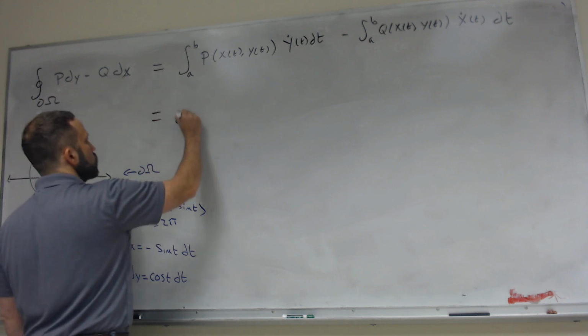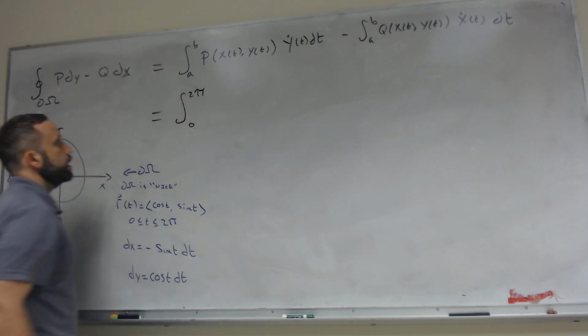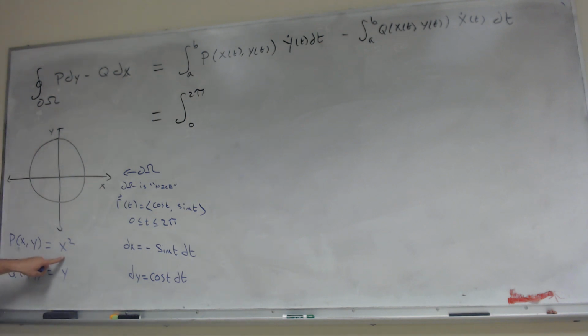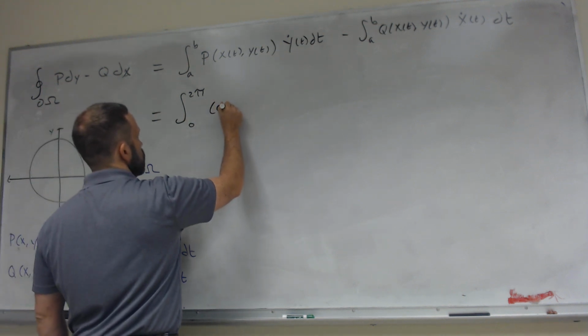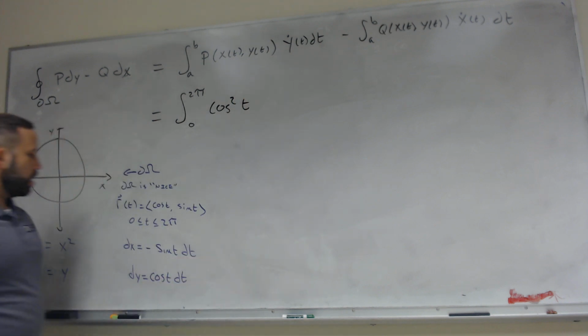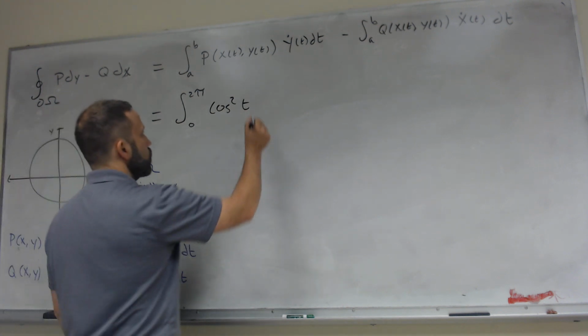Well, this first integral, I'm integrating from t going from 0 to 2 pi. P is x squared. Along the parameterization, x is cosine, so I'm going to have cosine squared. dy is equal to cosine t. So this is going to be cosine t.